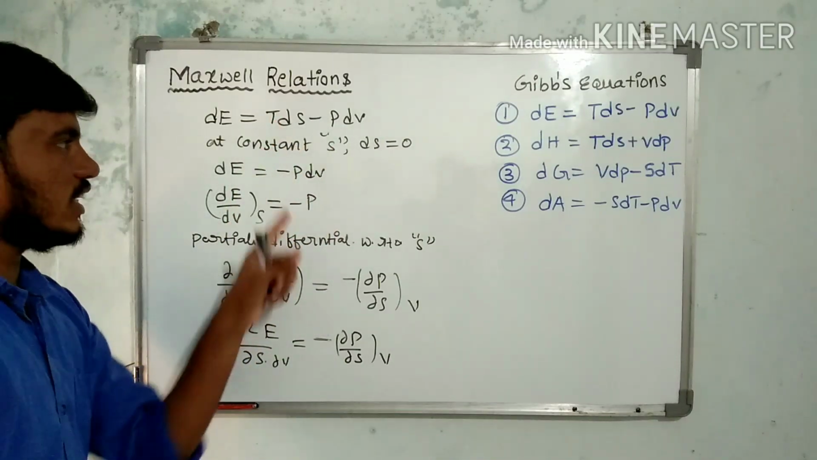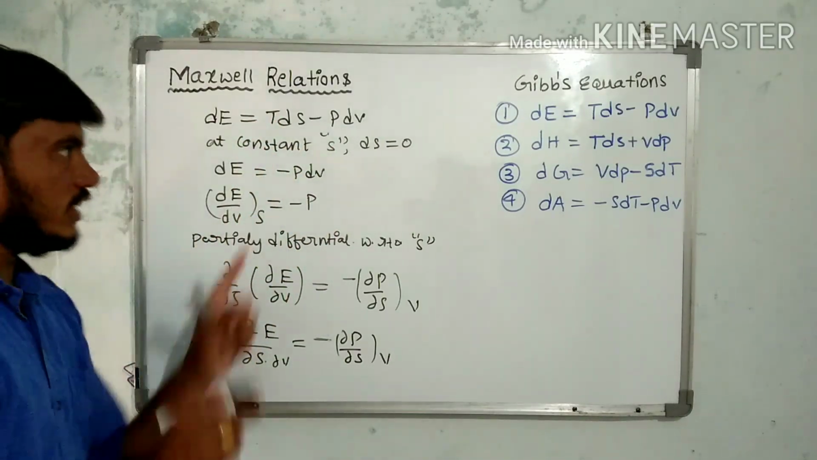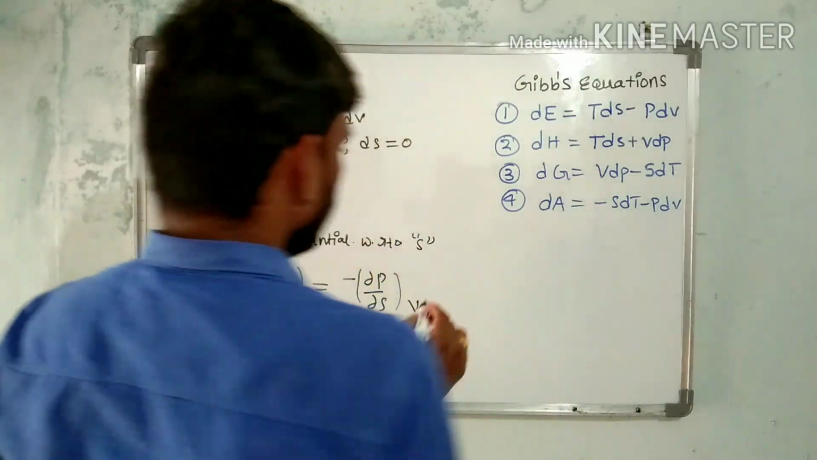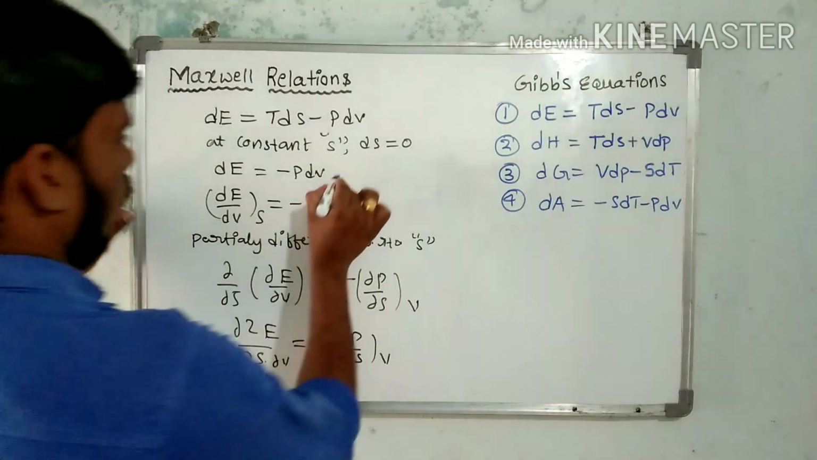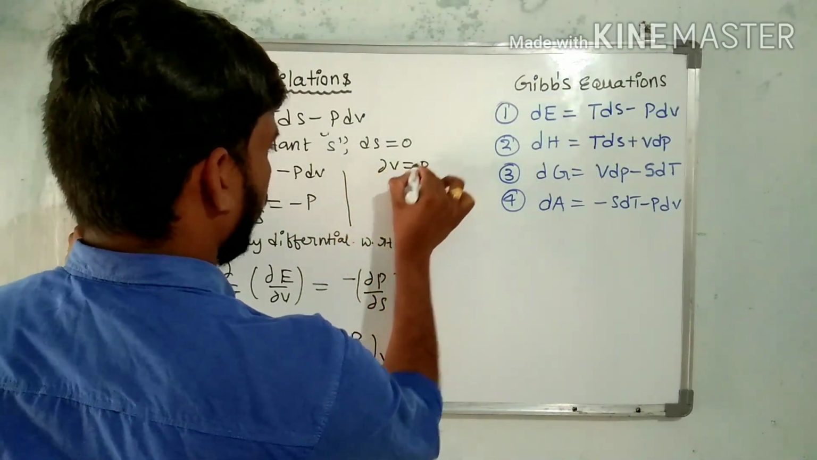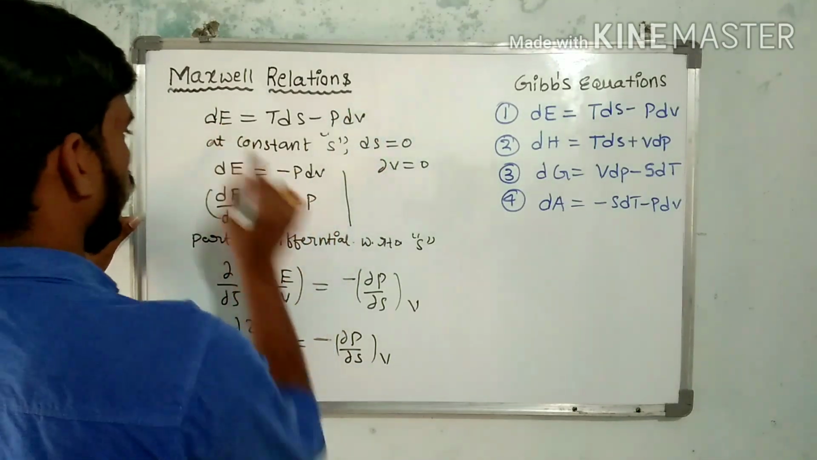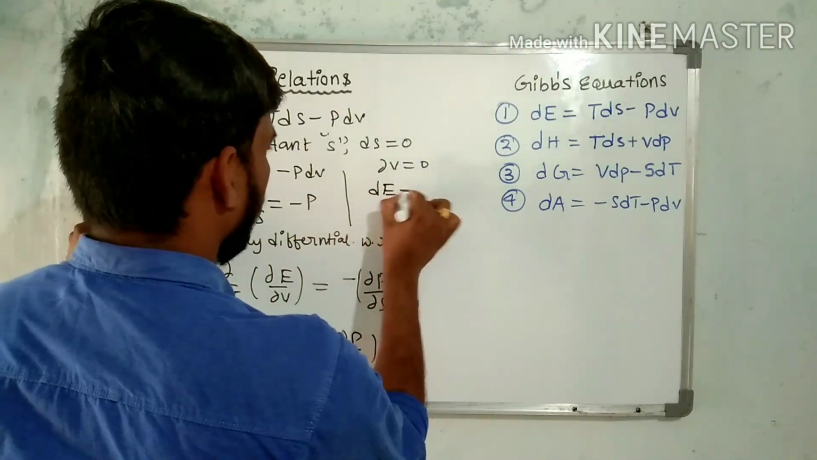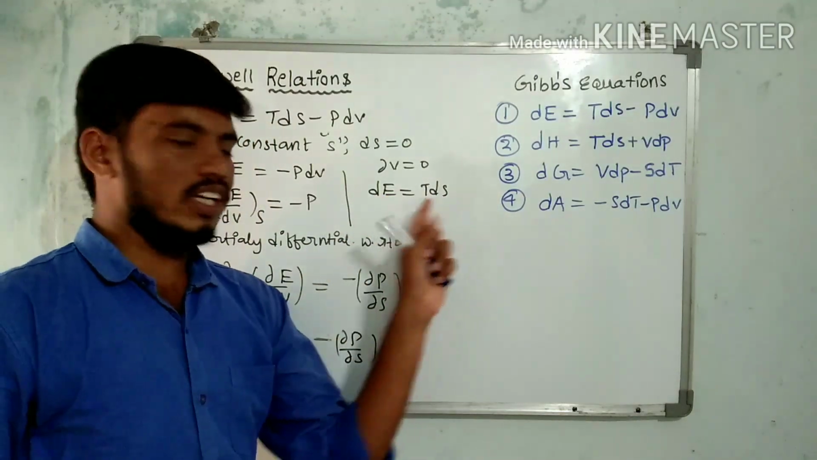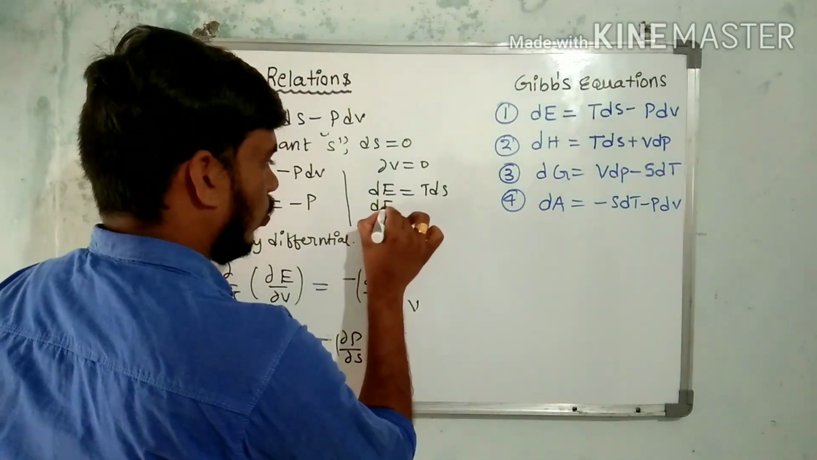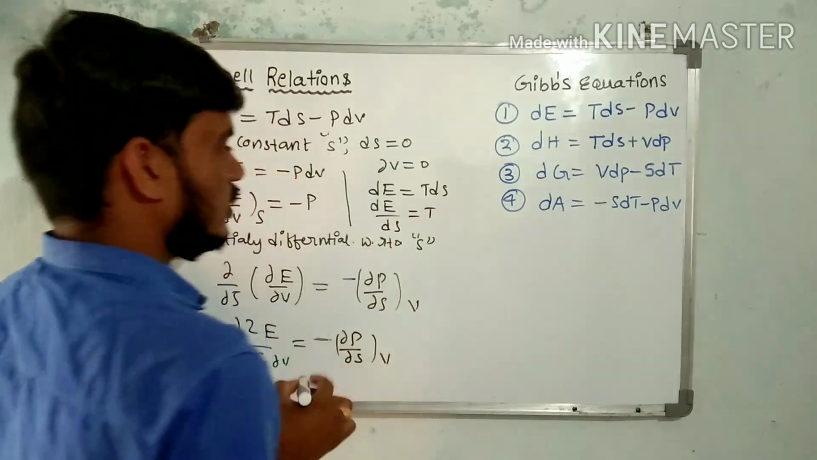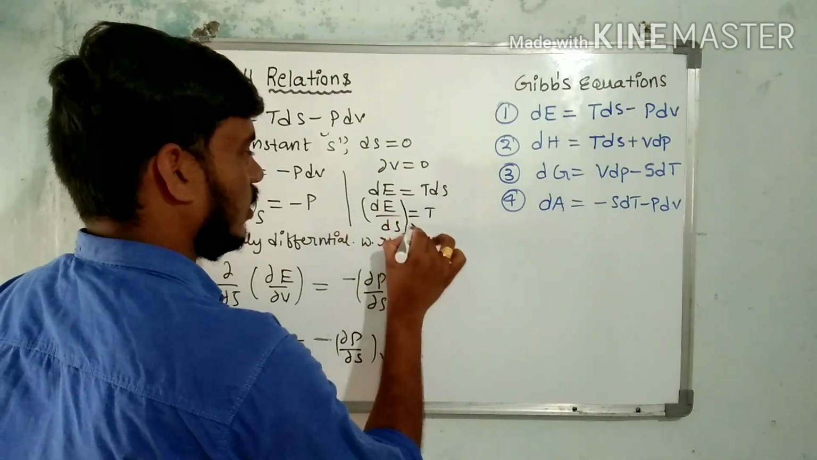Now what happens in the same expression at constant volume? At constant volume, dV is equal to 0, so this term is also 0. Now dE is equal to TdS. Now dE by dS is equal to T at constant volume.